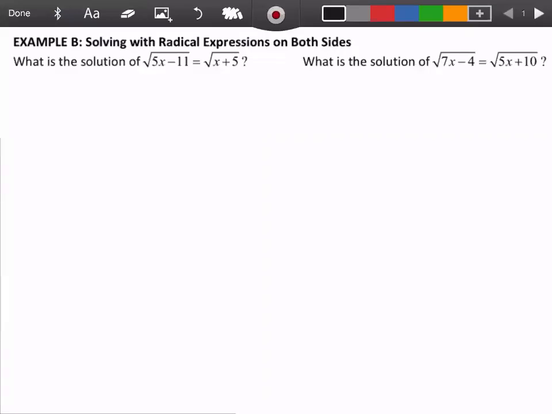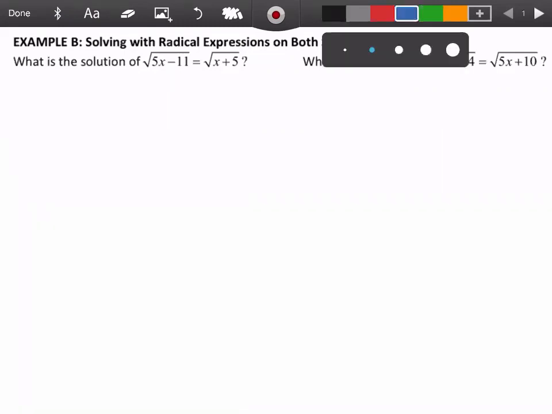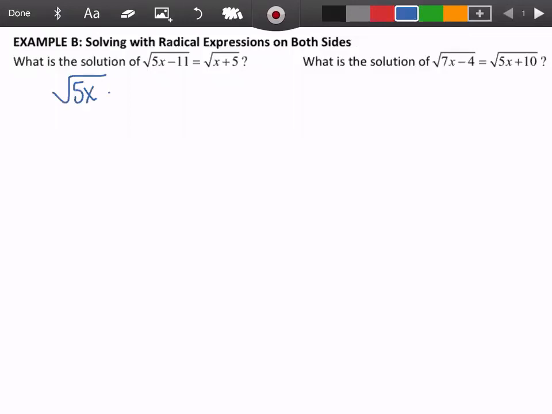In the previous video, we learned how to solve radical equations where we only had one radical expression on one side of the equation. In this video, we are going to be solving equations with radical expressions on both sides of the equation. So we're going to have square roots on both sides. If we look at this first one, what is the solution of the square root of 5x minus 11 is equal to the square root of x plus 5?